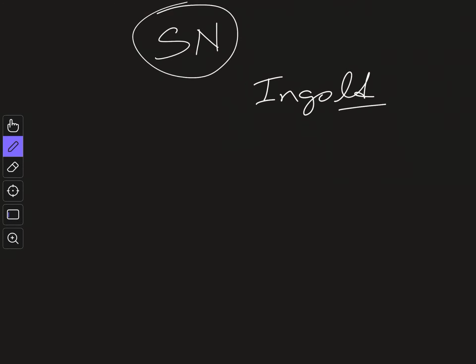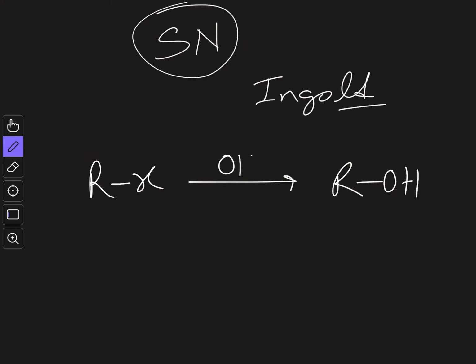To represent the nucleophilic substitution reaction in general, we use a very common, very general equation, that is the conversion of an alkyl halide to alcohol with the help of generally aqueous or ethanolic hydroxide. So I just represent OH minus. This is the general representation of nucleophilic substitution reaction. You can see this X halogen is substituted by this OH group, that's why it is a substitution reaction.